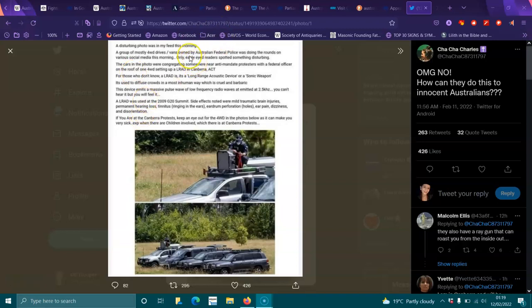These weapons are supposed to be banned. A disturbing photo was found on my feed this morning. A group of mostly four-wheel drives owned by the AFP was doing the rounds of various social media this morning, with one eagle-eyed reader spotting something disturbing.